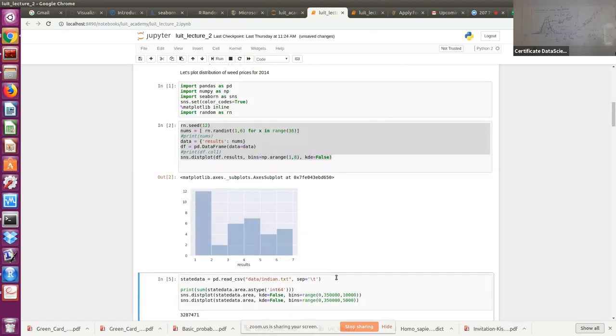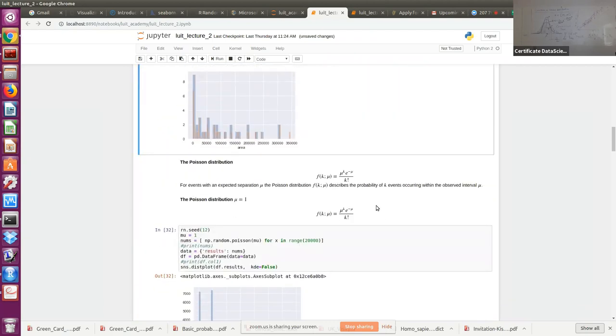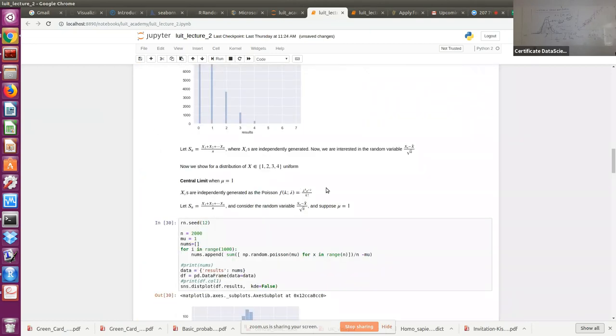Great, I found it. Next, this is data we don't need. Now I'm going to create different data sets and show you normal here. So this is the central limit theorem. For the central limit, I'm going to create data with mean equal to 1. What I'm doing is a random Poisson. This is a Poisson distribution, and I'll explain what a Poisson distribution is, and I'll plot it for you, okay?